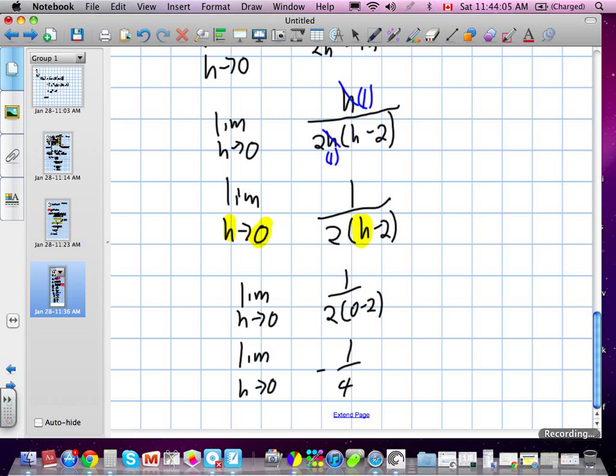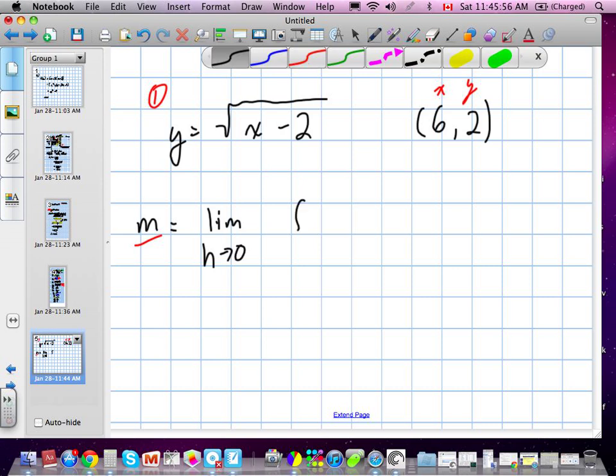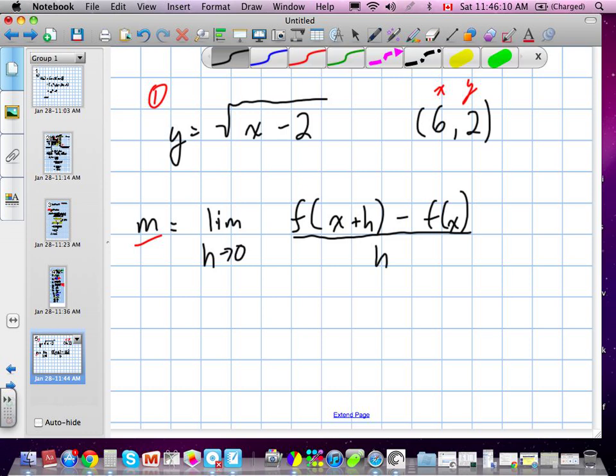So we have our function here, y is equal to the root of x minus 2. This is our point, x value and y value. Now we're trying to find the tangent to this curve. So the slope of our tangent is equal to the limit as h approaches 0 of f at x plus h minus f at x, divided by h. We're replacing x with 6, because we're looking at this specific point.